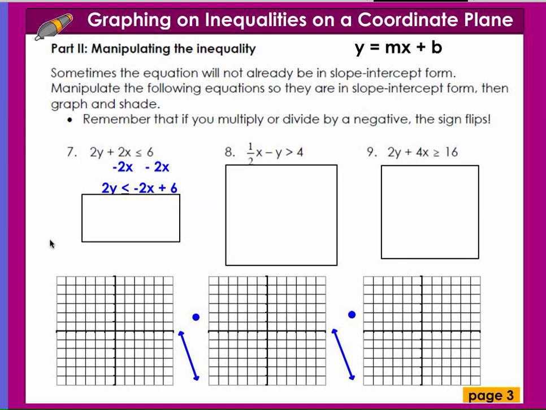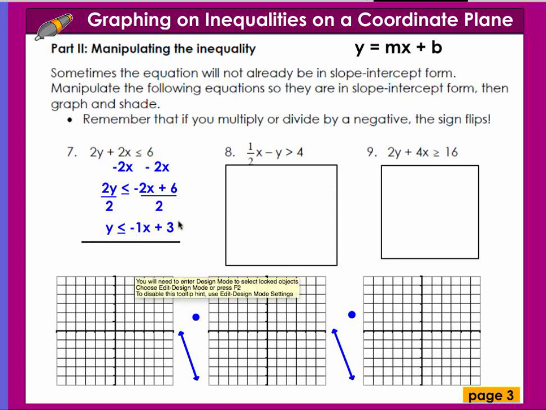Notice I put the negative 2x first. Ms. Colo, do I have to put the negative 2x first? Could I put 6 minus 2x? Absolutely, you could. But again, I keep this in slope-intercept form. All right? So our last step is to divide by negative 2. Divide by positive 2. It's late. Divide by positive 2. When I do that, I'm going to be left with y is less than or equal to negative 1x plus 3.